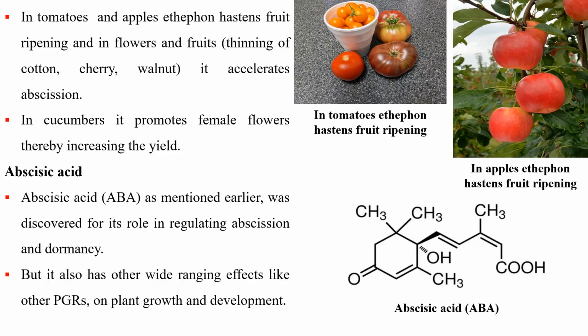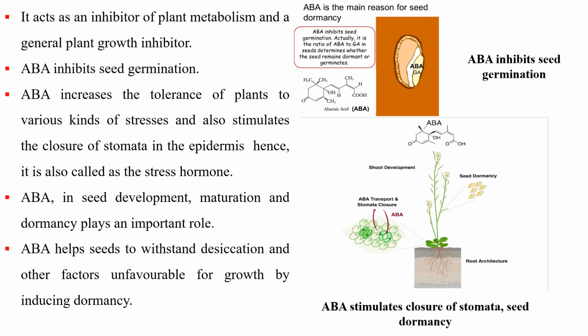Abscisic acid. Abscisic acid, as mentioned earlier, was discovered for its role in regulating abscission and dormancy, but like other PGRs it also has other wide-ranging effects on plant growth and development. It acts as an inhibitor of plant metabolism and a general plant growth inhibitor. ABA inhibits seed germination. ABA increases the tolerance of plants to various kinds of stresses and also stimulates the closure of stomata in the epidermis, hence it is also called the stress hormone.